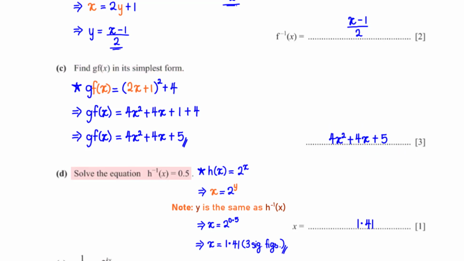Solve the equation h inverse of x equals 0.5. We know h of x is 2 raised to the power x. Now we replace h of x with x and replace x with y. Y is the same as h inverse of x, which has been given as 0.5. So now we have x equals 2 raised to the power 0.5, which is equal to 1.41 rounded to 3 significant figures.